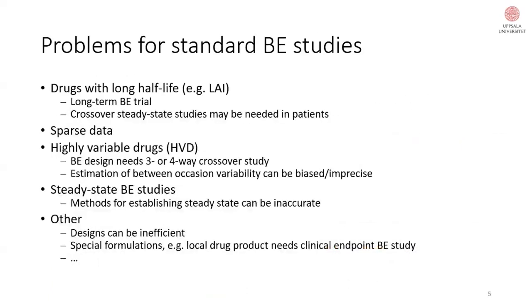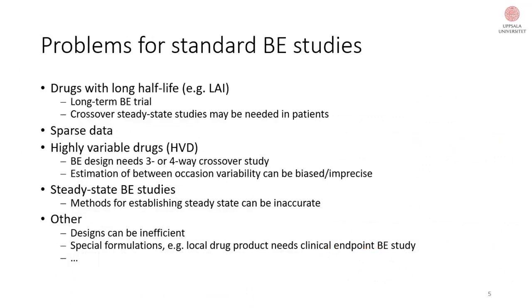So NCA-based methods can give problems, they can give biased estimates, but we also have other problems with BE studies, especially for long-acting injectables where we often have very long half-lives. That means we have a long-term bioequivalence trial. We may need to run crossover steady-state studies in patients, which can cause problems.